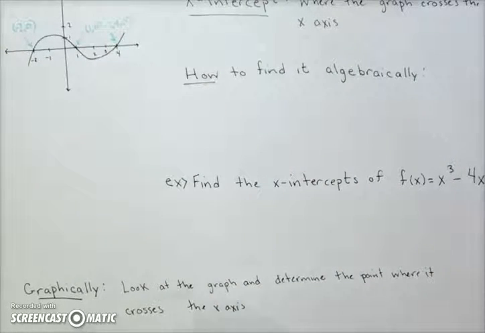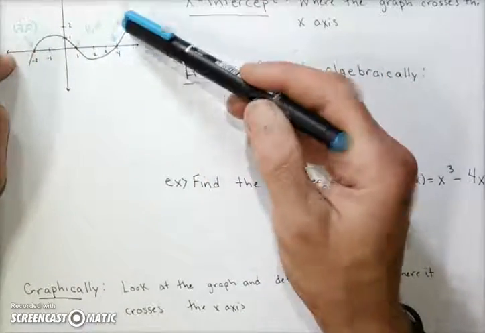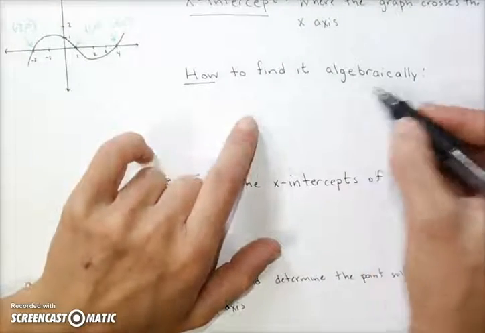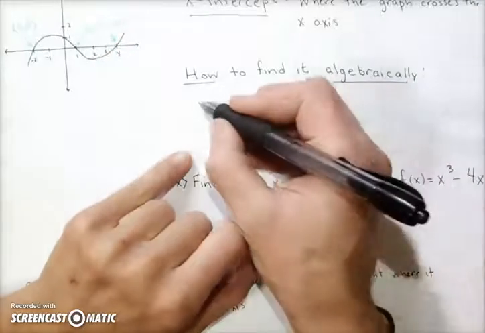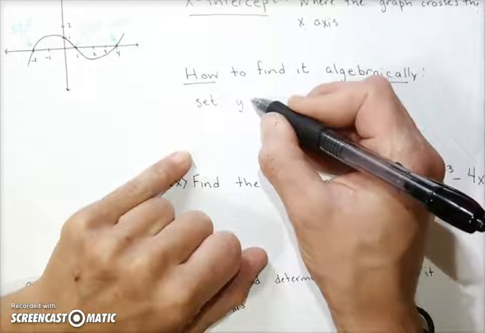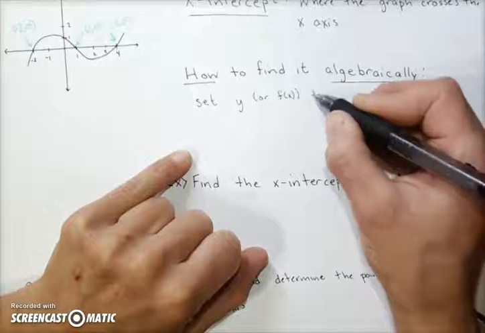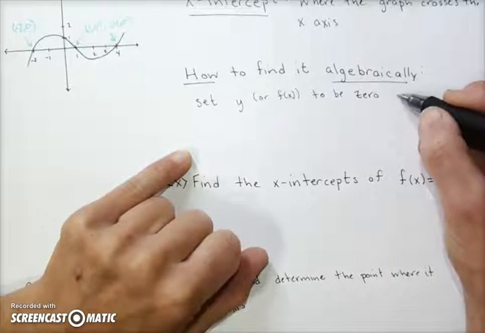So to be an x-intercept, if you're crossing the x-axis, your y-coordinate is 0. So to find x-intercepts algebraically, we use this idea that the y-coordinate should be 0. So the way that we do it is we set y, or sometimes it's written as f of x, to be 0, and solve for x.